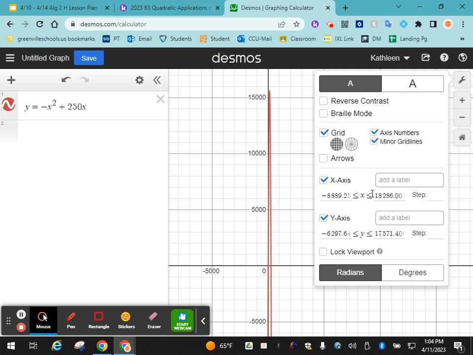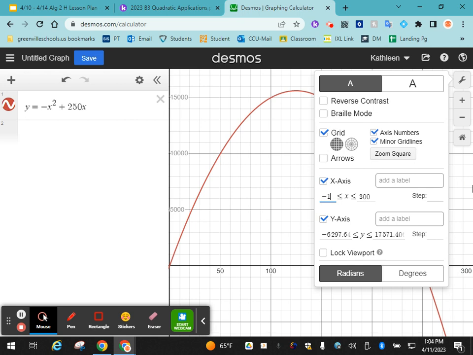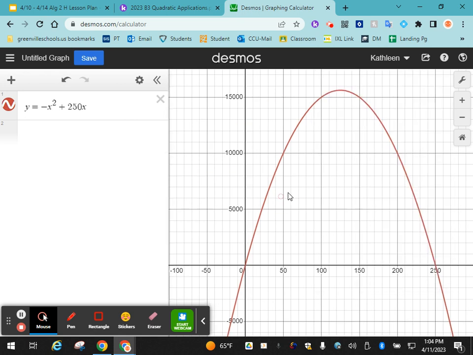I think I did it wrong. That sounds right. So there's our quadratic. My maximum is 125, 15,625. 15,625.